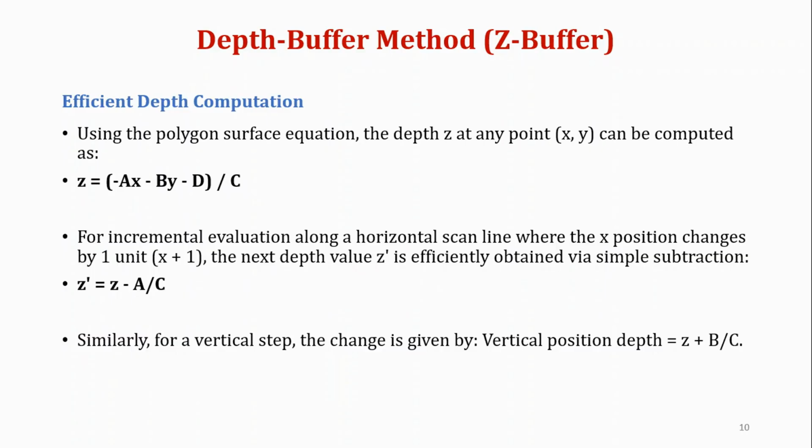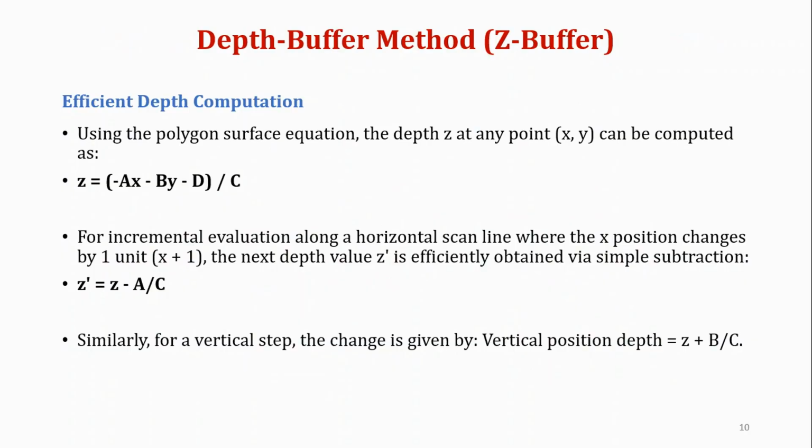Similarly, incremental calculations can reduce the cost significantly. For vertical movement, z equals z plus b by c. As a result, the Z buffer algorithm remains one of the fastest visibility techniques. Very simple: calculate the depth, update the depth, and the depth computation is given like this. If it is horizontal movement, z dash is used. For vertical movement, z is used.